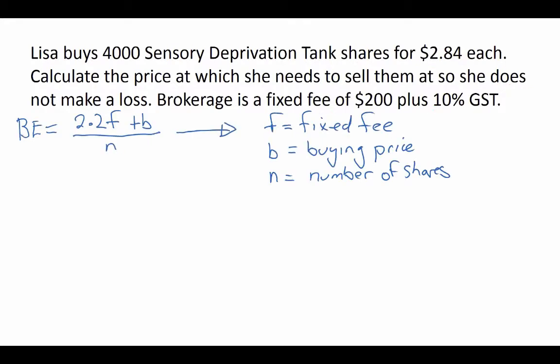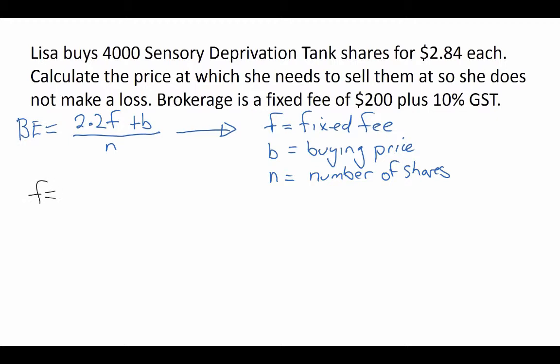So let's have a look at what that formula is. It's break even, BE, equals 2.2 times F, add B, divided by N. F is your fixed fee, which is the amount they charge when you buy and sell. B is your buying price, and N is the number of shares. This takes into account the GST automatically, and that's where the 2.2 comes from. Anyway, once again, we write down what we know.